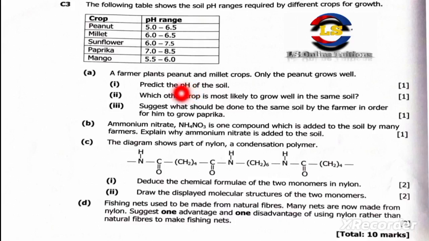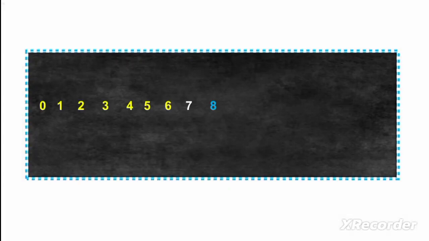So the first thing that we are going to do is to look at each and every pH range given here. The pH range of peanut is 5.0 to 6.5. The pH of millet is 6.0 to 6.5. Now we want to give the pH. Let us give the prediction. To give the prediction, the first thing that we are going to do is to look at the pH.